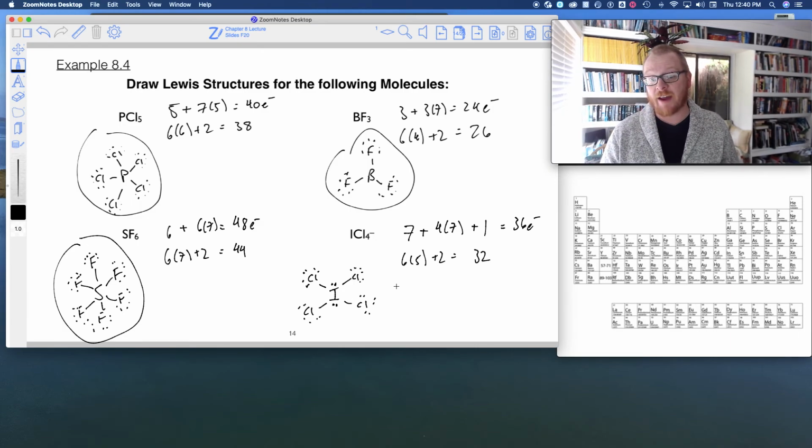Because we noted that 8 should be the norm, but when there's a difference of 4, that means really iodine is going to have 12. And here it is, 2, 4, 6, 8, 10, 12. Okay? And because this is an ion, we put brackets around it and put the minus charge. And there's our Lewis structure for ICl4 minus.